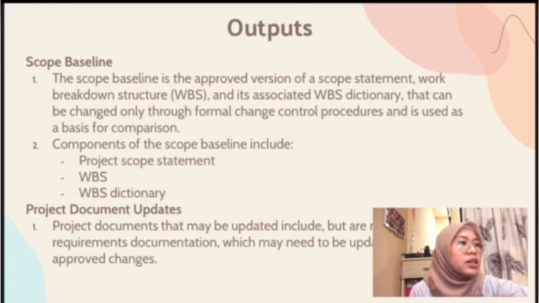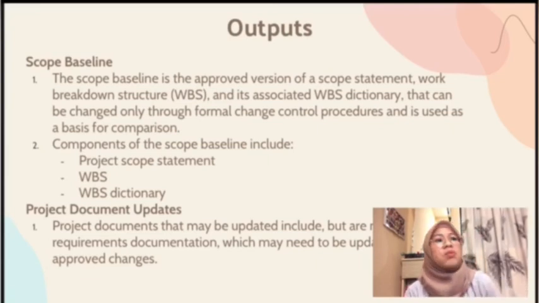Lastly is project document updates. Okay, what is project document updates in outputs of Create WBS? Project documents that may be updated include but are not limited to requirements documentation, which may need to be updated to include approved changes. If approved change requests result from the Create WBS process, then the requirements documentation may need to be updated to include approved changes. Okay, that's it for Create WBS.